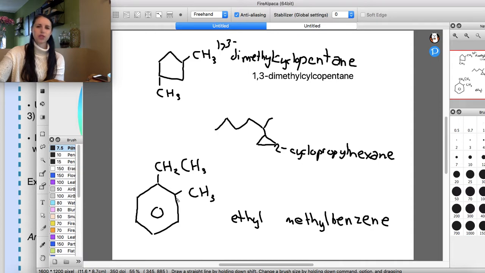If you have an option, you always want to have your lower number in front. So since my ethyl group is in front, I'm actually going to make this my carbon 1, 1 ethyl. And then since my methyl group is coming second, I'm going to make that a 2, 2 methyl. 1 ethyl, 2 methyl, benzene would be the correct name for this.